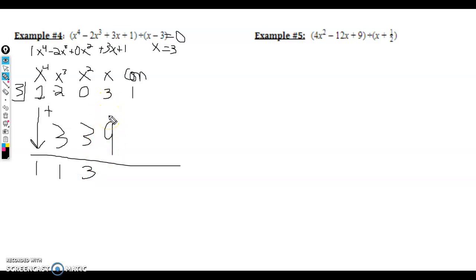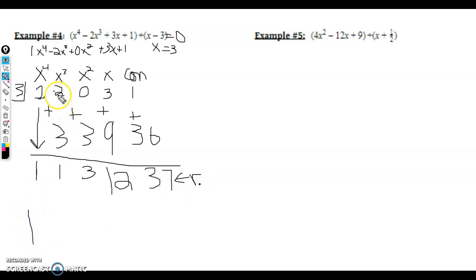9. I'm adding down each time. I get 12. Multiply by 3, I get 36. Add down, I get 37. So this is my remainder. I can't write remainder. I'm just going to write R.